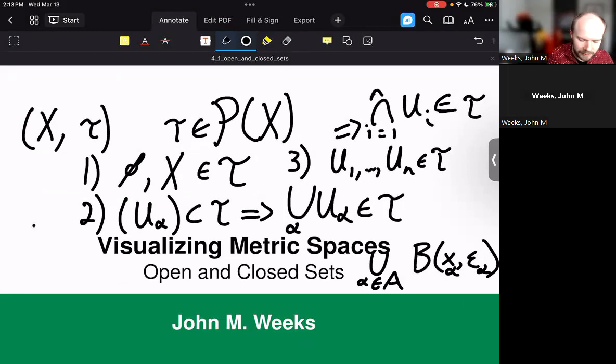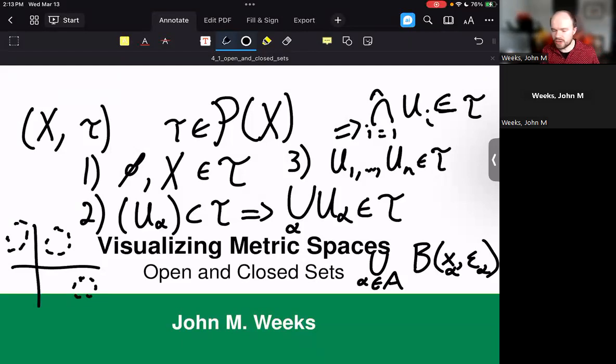So pictorially, we're looking at pictures like this, taking open balls around in this world and saying you can union all of these together. They could even be touching one another, something like this. The union of all sets of this form, of any size collection, are going to be what we call the open sets.